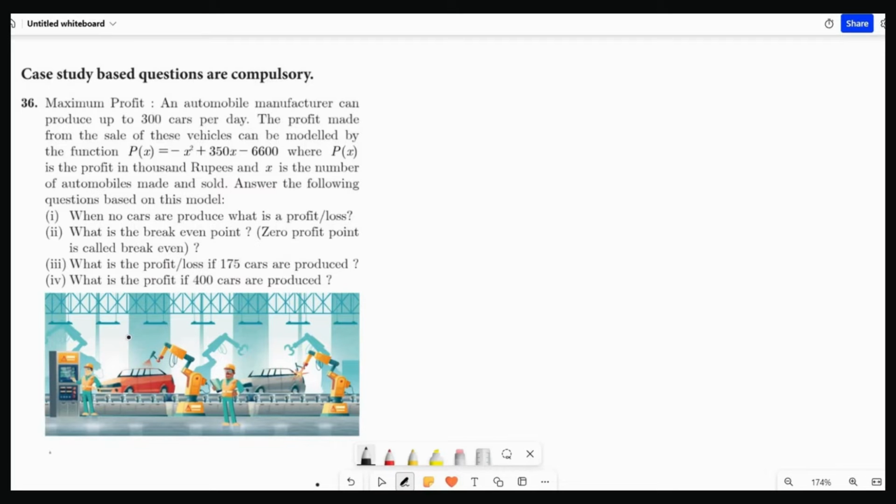This is an important case study question from the chapter Quadratic Equation of class 10th Mathematics. This is about the maximum profit made by an automobile industry. The question says automobile manufacturers can produce a maximum of 300 cars per day.